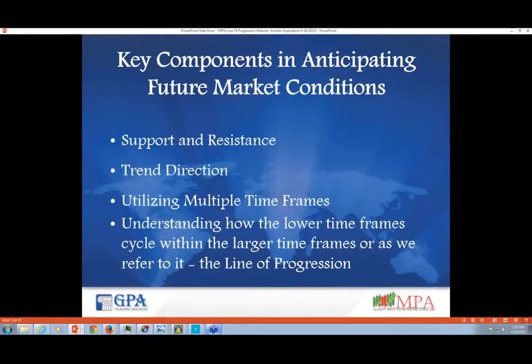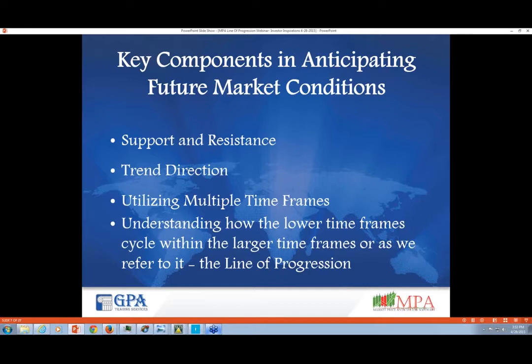Now, some key components we want to briefly touch on, and anticipating future market conditions. Well, what does that have to do with the line of progression when we anticipate future market conditions? Well, the key components are going to be support and resistance. You would be amazed at how many traders try to sell into support and buy into resistance, not understanding the importance of support and resistance. Next up is the trend direction. It's imperative we know the direction of the trend.